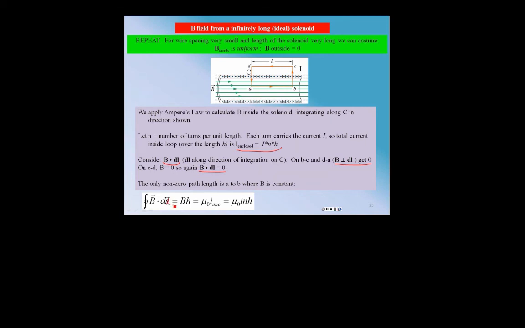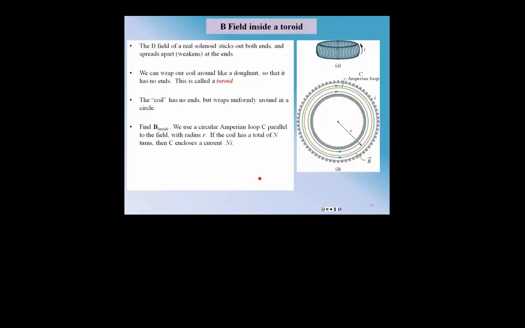B dot dl is equal to, okay, B is a constant, and so B comes outside. The integral of dl is equal to h. That's equal to mu 0 I enclosed, which is equal to mu 0 I n h, because that's the current that's enclosed. So you can solve for B. You'll have mu 0 times I times n, which is the ideal solenoid equation for very tight windings and infinitely long in length.